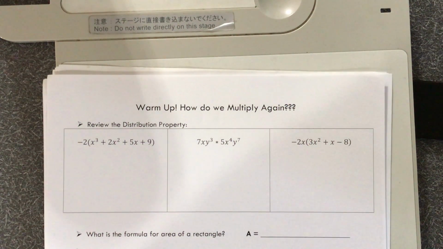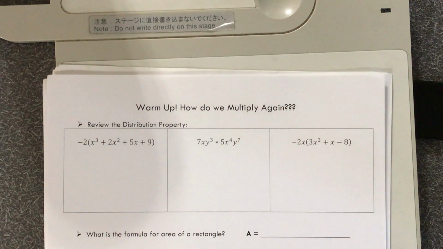Our lesson today is on multiplying polynomials. So before we begin, we're going to review the distributive property. So if I have negative 2 times x to the third plus 2x squared plus 5x plus 9, notice how I am multiplying a monomial by a four-term polynomial.